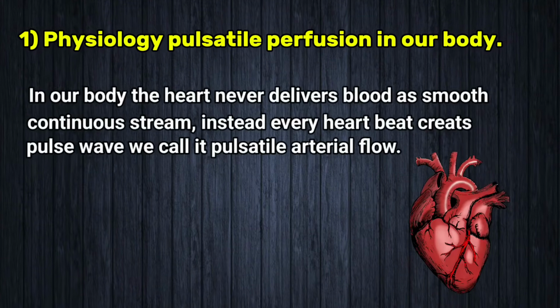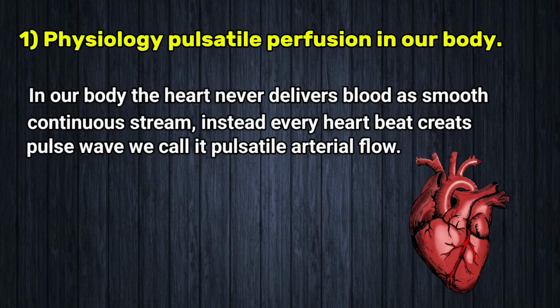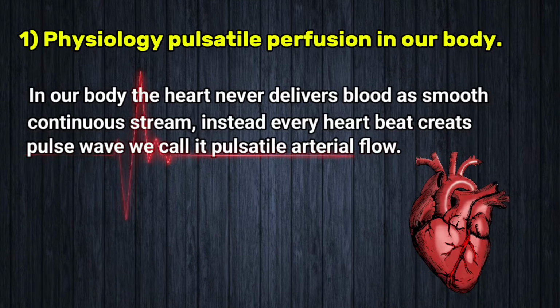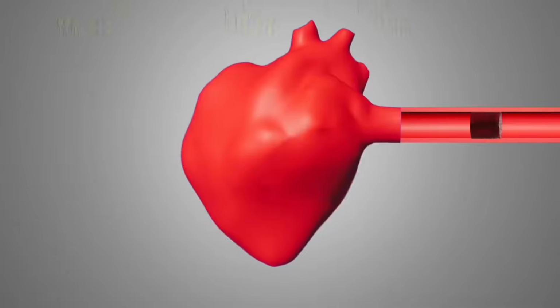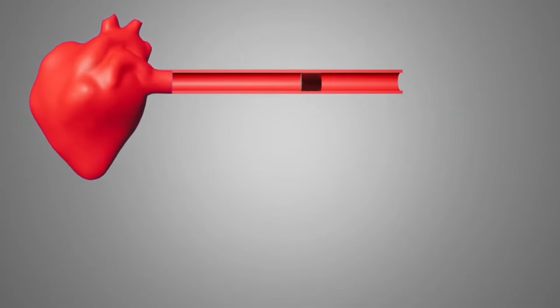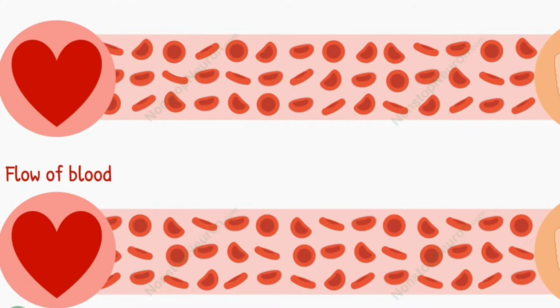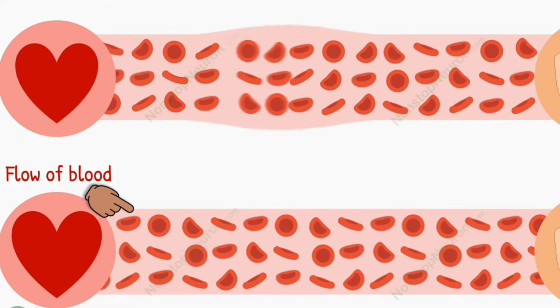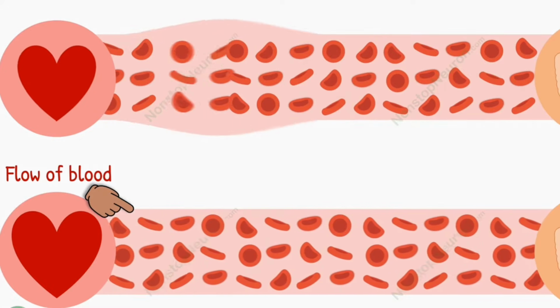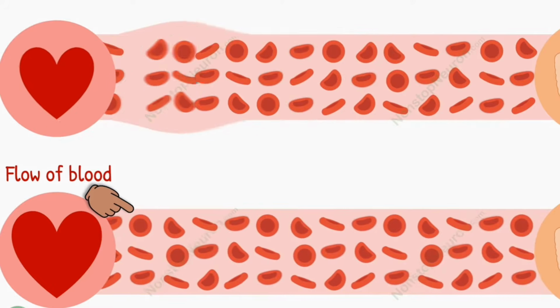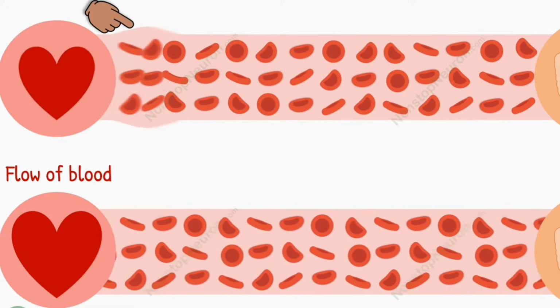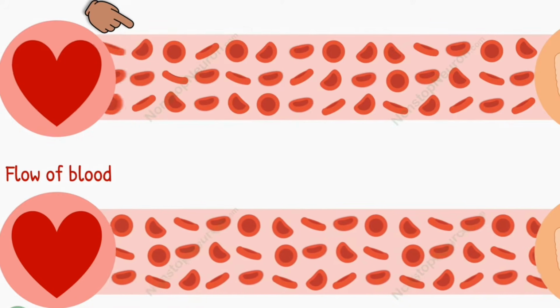In our body, the heart never delivers blood as a smooth continuous stream. Instead, every heartbeat creates a pulse wave. We call it pulsatile arterial flow. It is a rhythmic flow of blood through the arteries that is caused by the beating of the heart. The heart pumps blood into the arteries during systole, and the arteries expand to hold the increased blood volume. And during diastole, the heart relaxes and the arteries contract, which reduces the blood volume in the arteries. This rhythmic expansion and contraction of the arteries creates pulsatile flow of blood in our body.